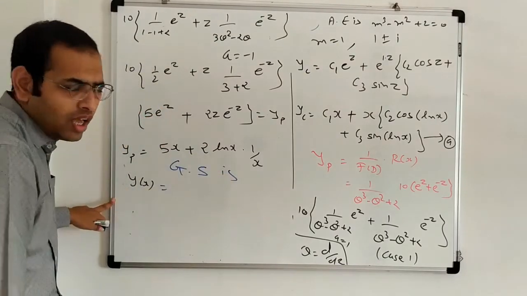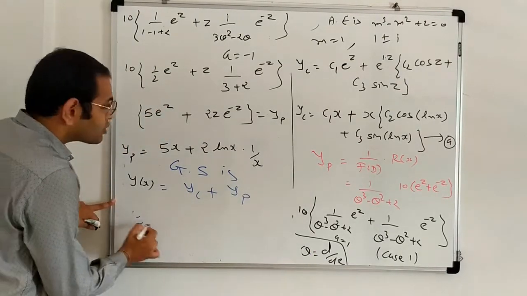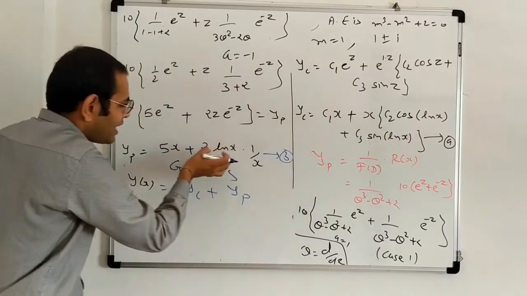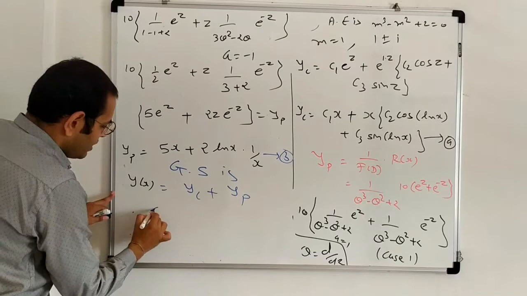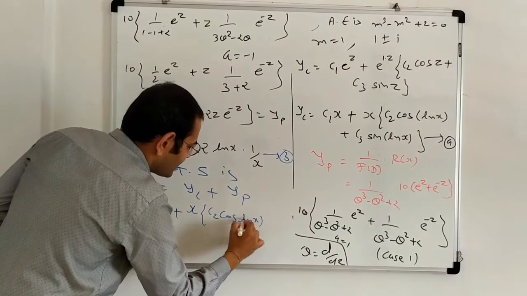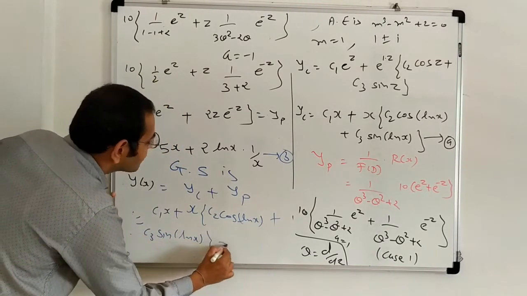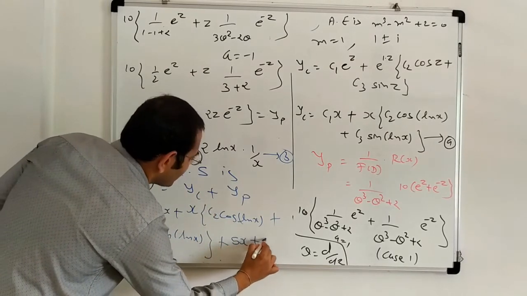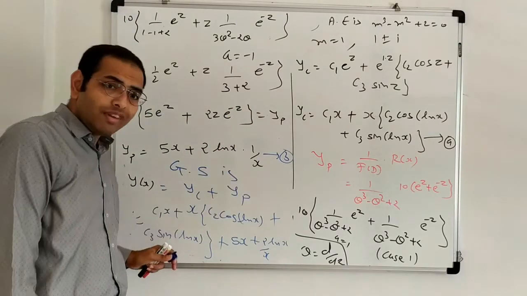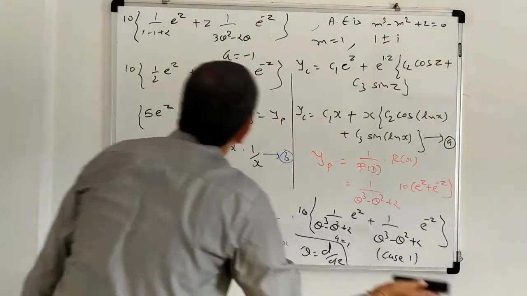Now the general solution is nothing but the combination of complementary function and particular integral. Then substitute the values of yp and yc, means equation A and equation B, here: c1 x plus x, c2 cos ln x plus c3 sin ln x, plus 5x plus 2 ln x, 2 by x into ln x, where c1, c2, c3 are arbitrary constants.